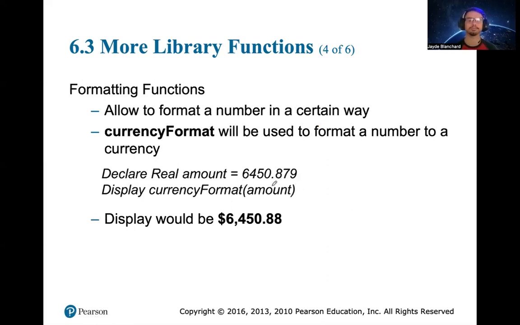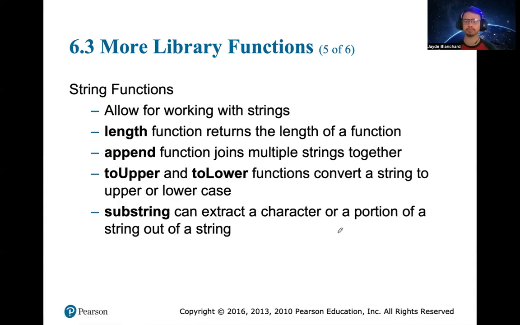In this case, we have a real or float value of 6,450.879. If we format it with the currency format in this example, this is the number that would be displayed for you: a dollar sign, then a comma after the 6, and it's going to round up the 879 to 88. So this is the whole thing about formatting. Again, just make sure that you know which languages do it and which do not, because if you want to use this in a language that does not support this function, you're just going to be very disappointed.